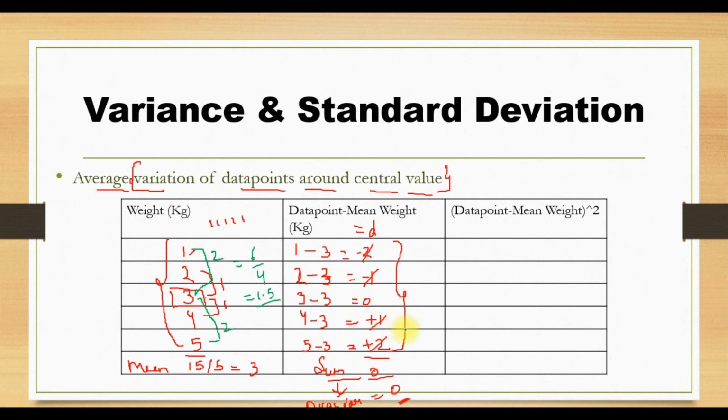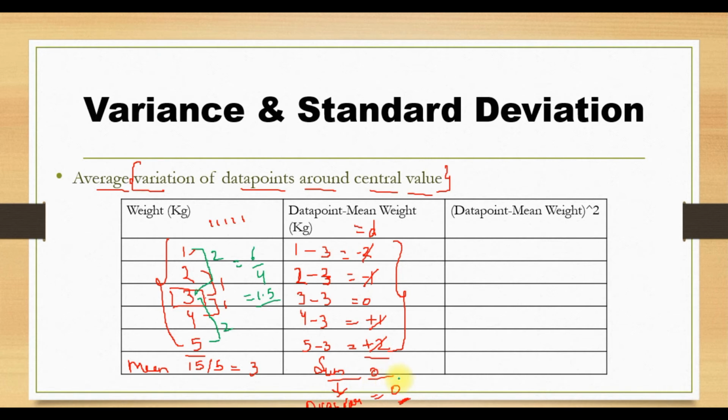Now let's do this with the help of the formula for variance and standard deviation. To overcome the problem here, if we simply take the average of the variation of data points around the mean, we get the value of 0, and this is not a true representative of the dispersion in my data. So we need to look at some other solution.